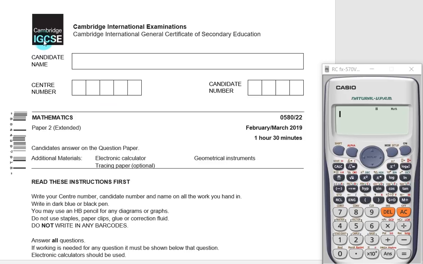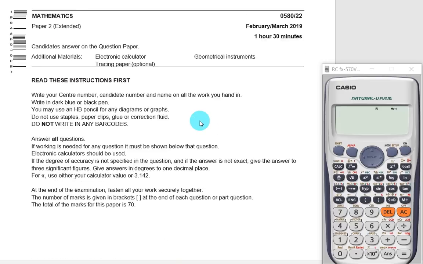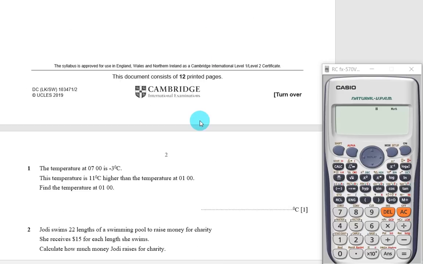Today we have IGCSE Cambridge International Exam Mathematics Paper 2 Extended, February-March 2019, 0580/22. Let us start the first question.